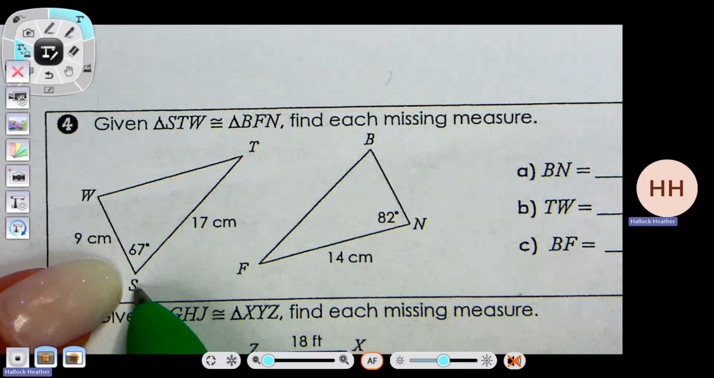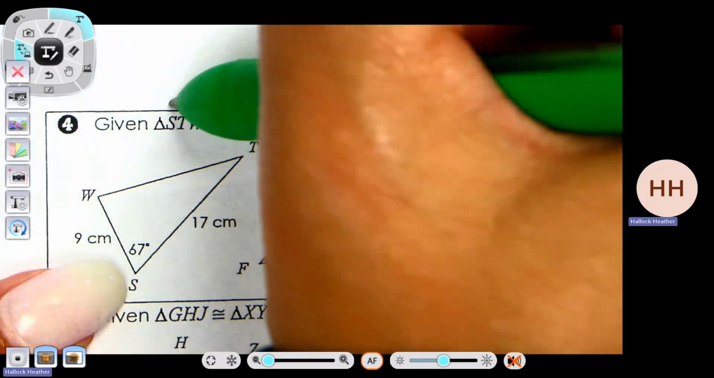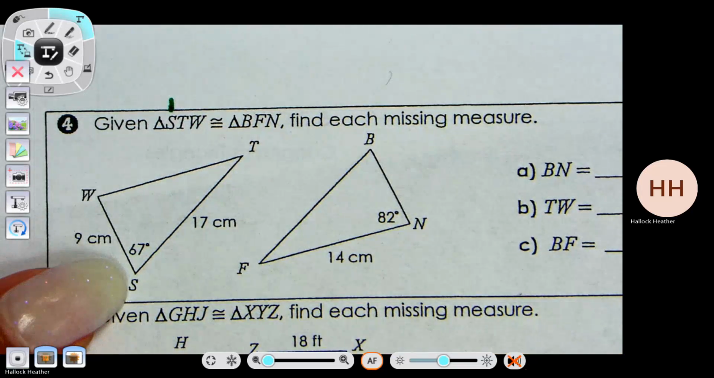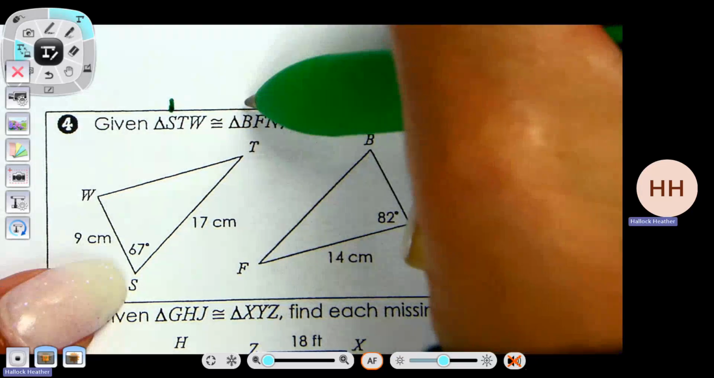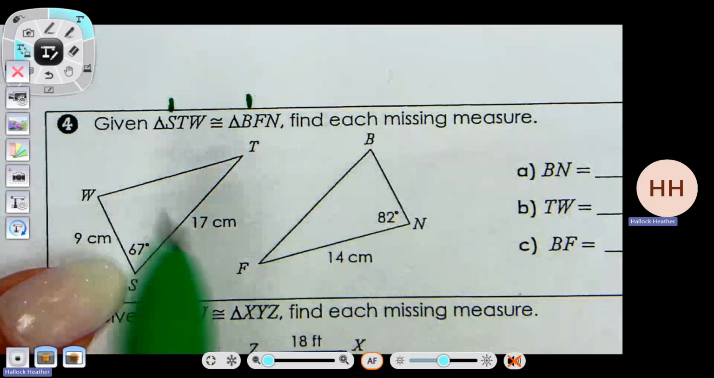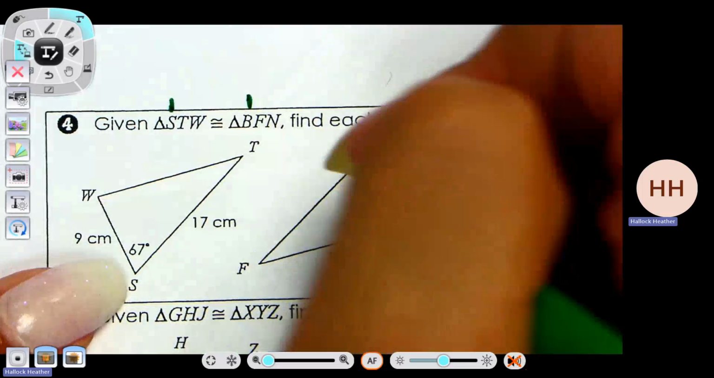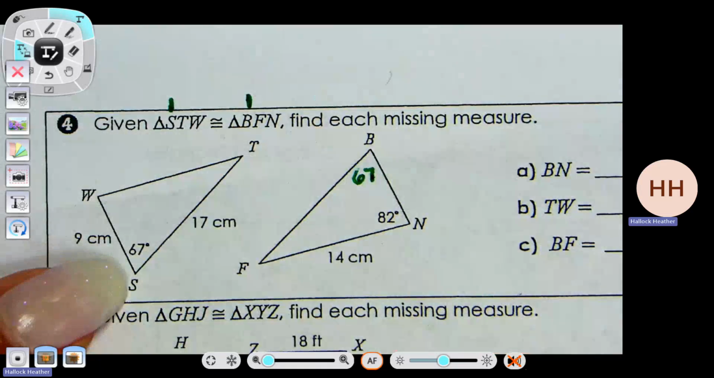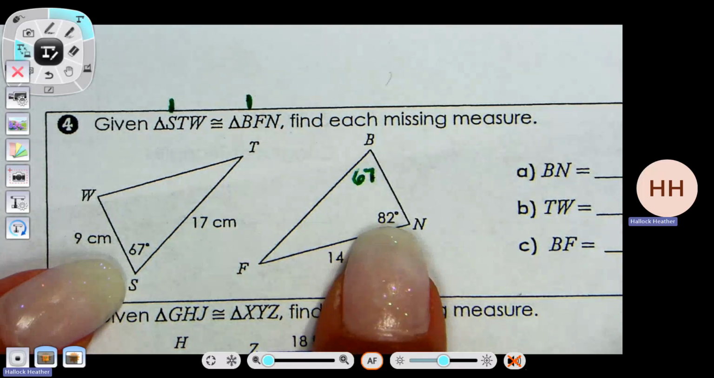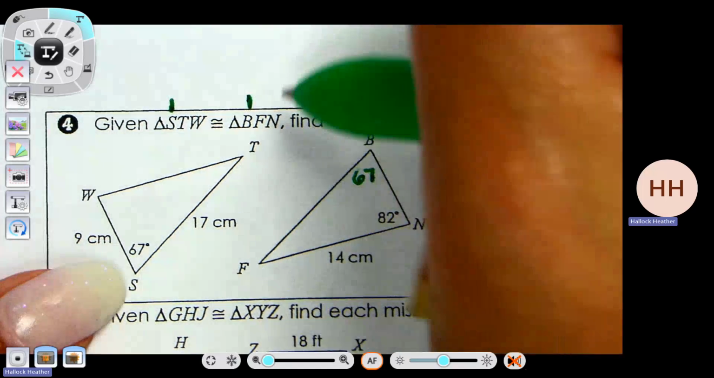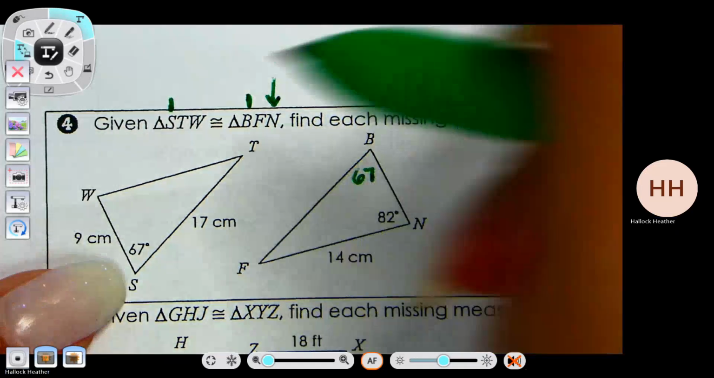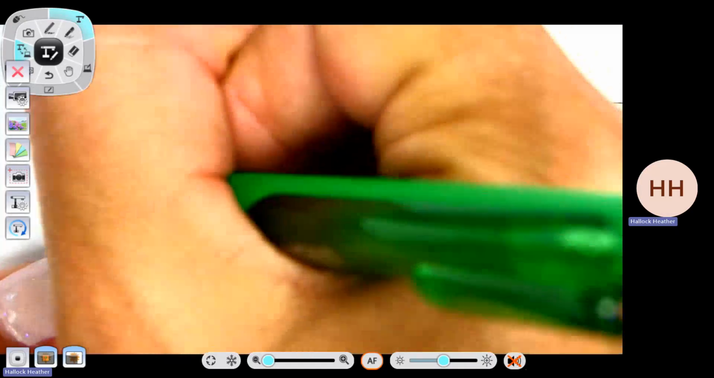So S is 67. Okay, S is the first letter. So where else can I put 67? B, because it's the first letter, and they both match. So 67 can also go here inside the triangle, because it's an angle. It's on the inside, not on the outside, because that's a side. Okay, N is 82. N is the last letter. So that's going to match with what? W, because that makes sense.